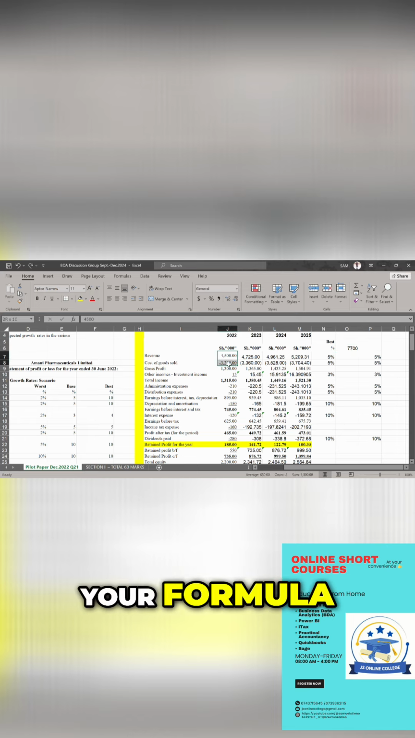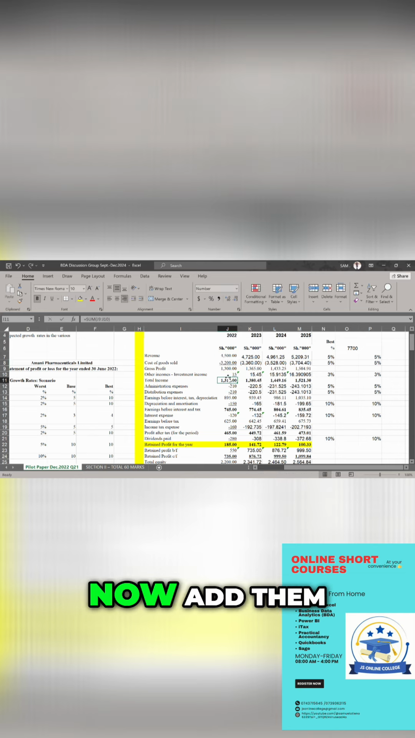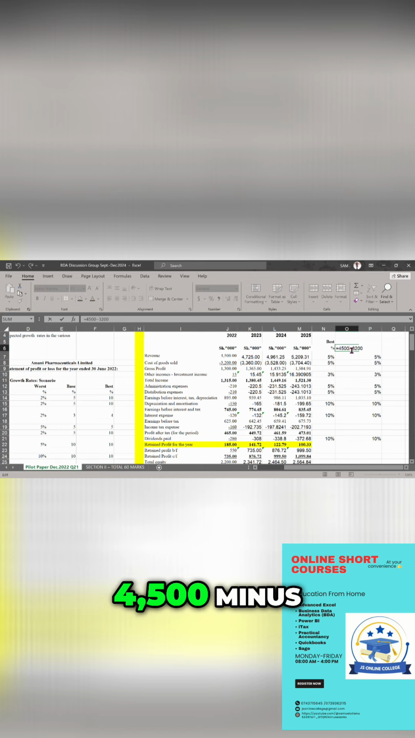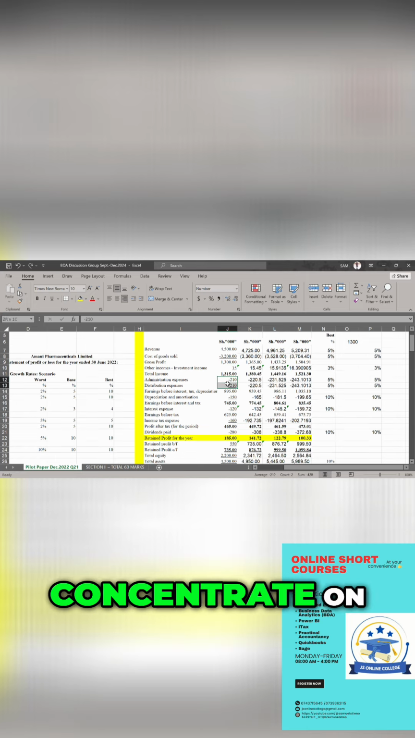Now, when you're setting this your formula here, given that this number is already given in negative, make sure you now add them because a positive by a negative is a negative. So what do we do here? Now here, instead of putting 4,500 minus that, just say 4,500 plus. And this positive by this negative will be a negative and you want it to subtract. If you ask Excel to give you an answer, you realize it will be 1,300, which is what we have here as gross profit under 2022. Please get that right, so that when setting up your formulas, make sure you concentrate on the sign.